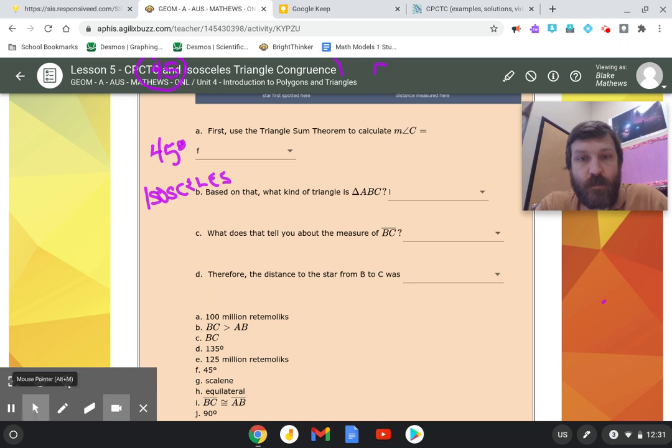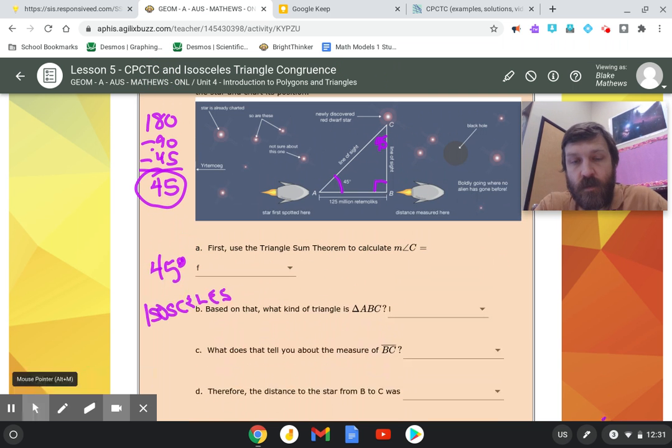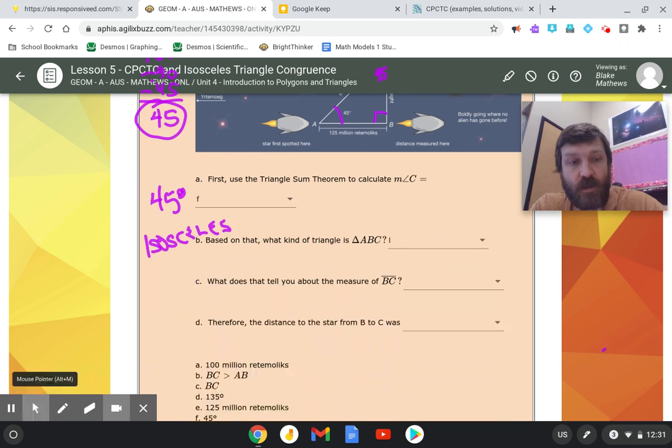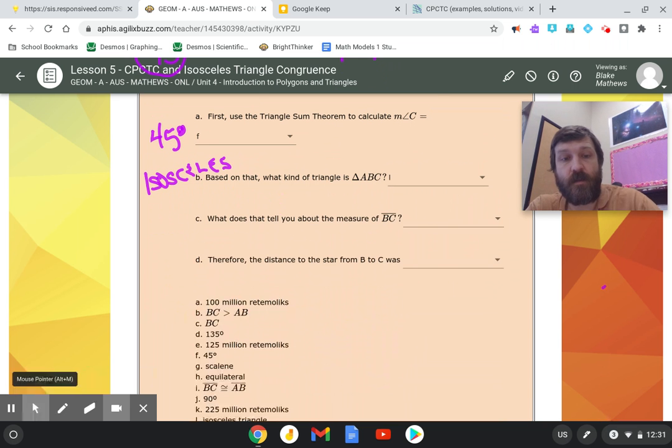Okay, what does that tell you about the measure of BC? Well, we know that if this is an isosceles triangle, then the two legs have to be the same length. That's coming from the theorems we talked about in this lesson. So it also has to be the same as AB. That's going to be I first. It's choice I. BC is congruent to AB.